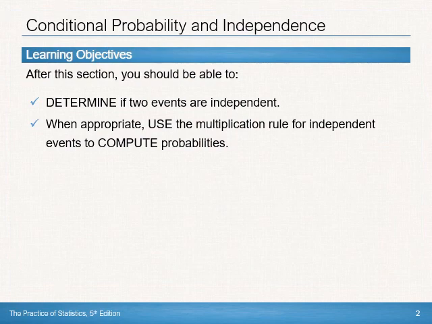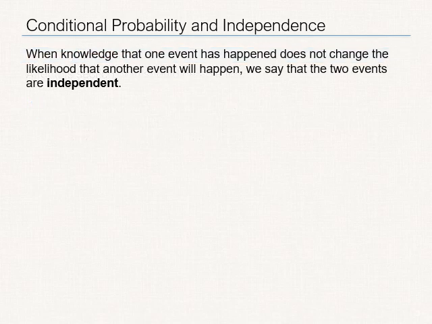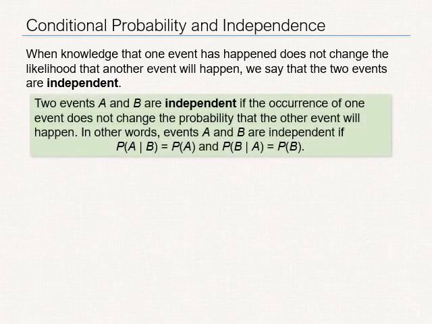All right, so we're going to come up with a rule for determining whether two events are independent, and then we'll use the multiplication rule, the general multiplication rule, for calculating probabilities when events are independent. If knowledge that one event has happened does not change the likelihood of another event happening, then we consider the two events independent.